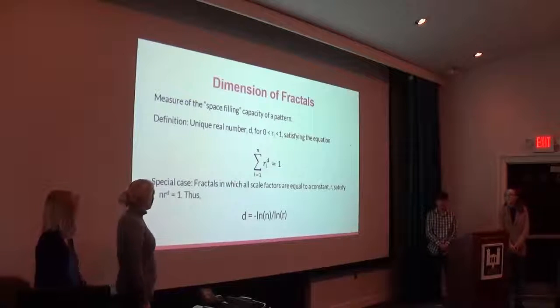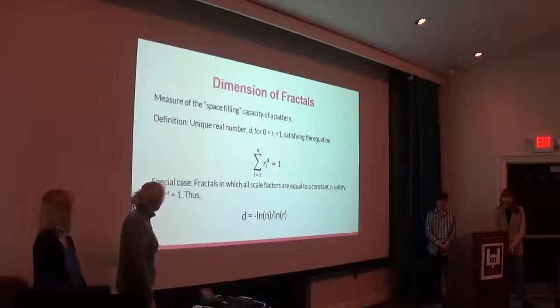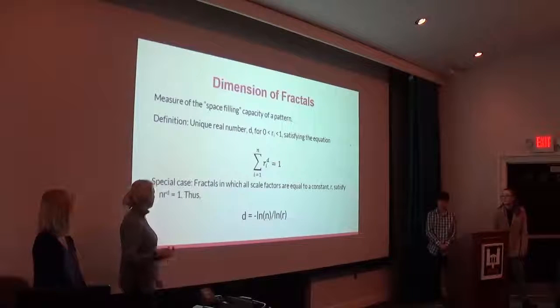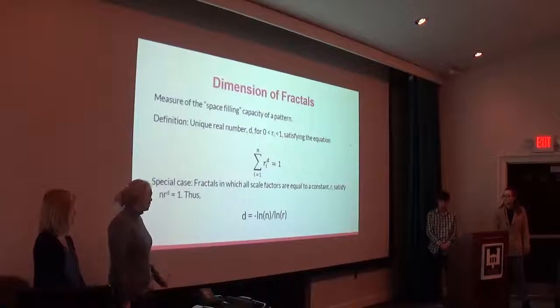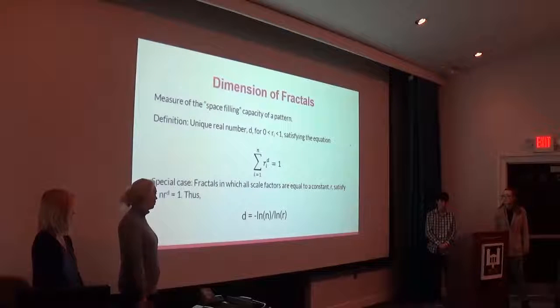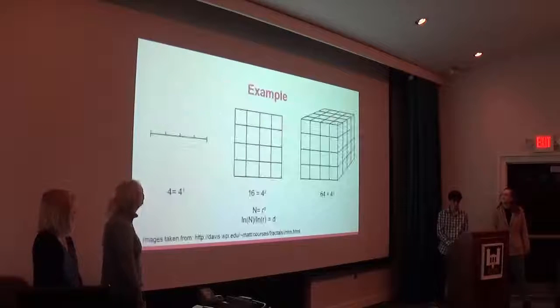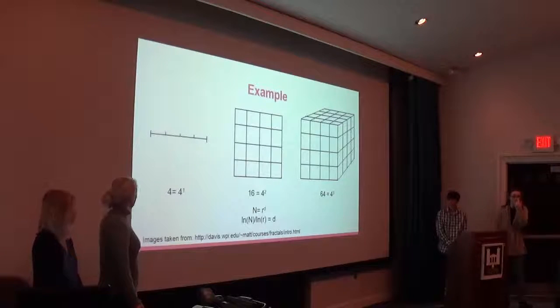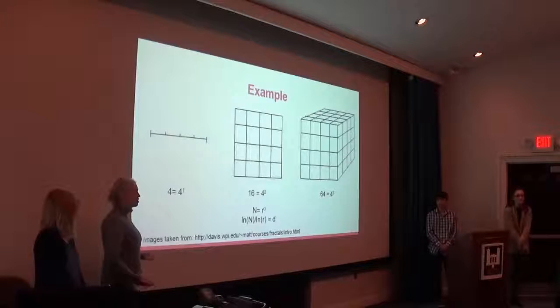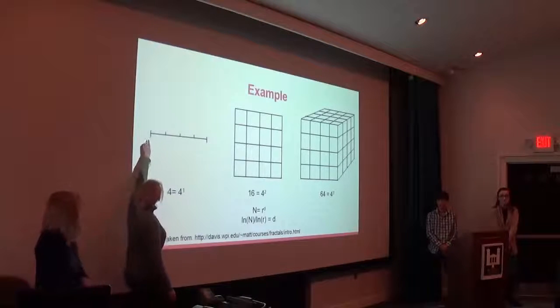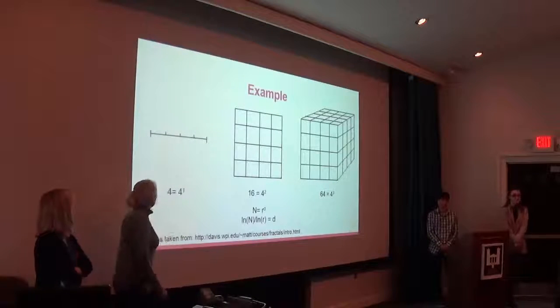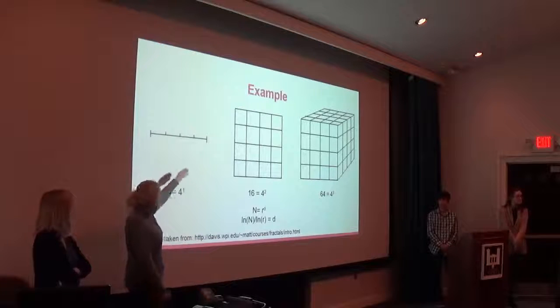But when you have scale factors that are all the same, you can solve this much easier equation, n times r to the d equals 1, and you end up getting that d is the negative natural log of n divided by the natural log of r, which is much easier to do. You can just plug in the numbers and you're good to go. So I have some visual examples. In the first one, we have a line, which is one-dimensional. So if you take this little piece right here and scale it by 4, you end up getting the entire line.